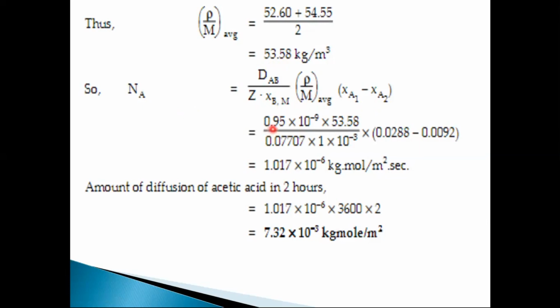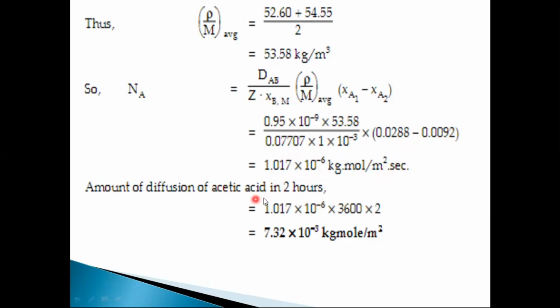You will get the value for DAB as 0.95 into 10 raised to minus 9. Rho by M average is 53.58. Z is this, and XBM is 0.07702 into 0.0288 minus 0.0092. So NA is equal to 1.017 into 10 raised to minus 6 kg mole per meter square second.